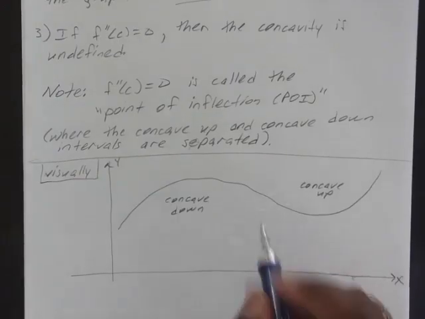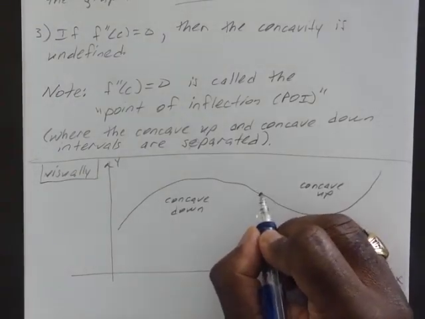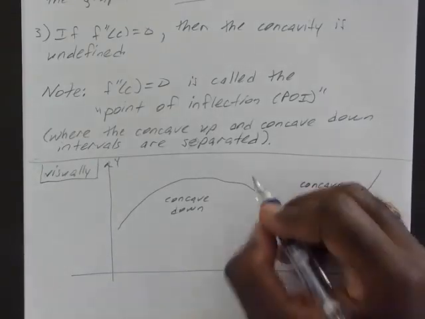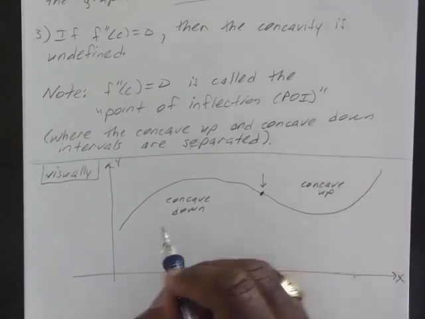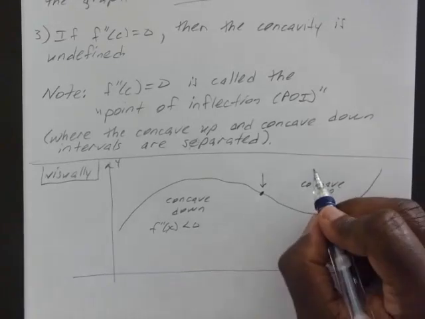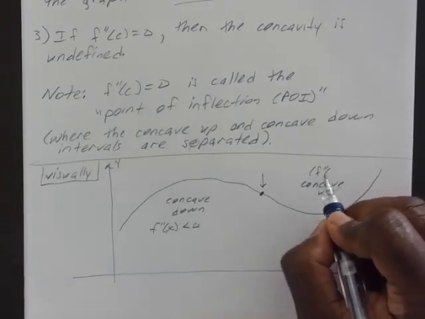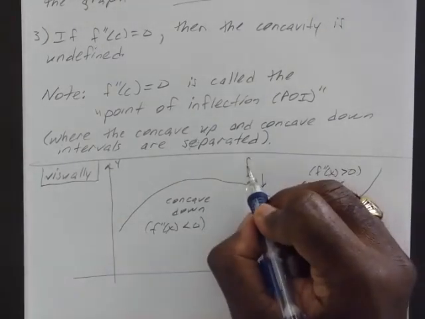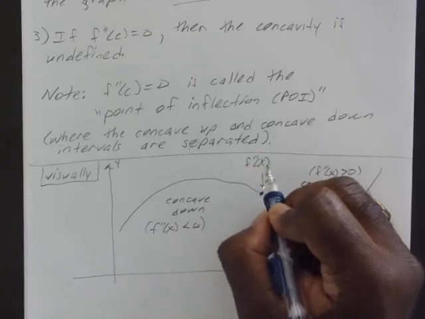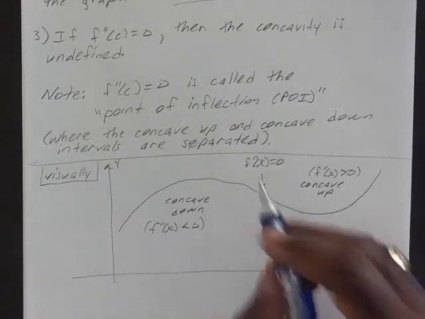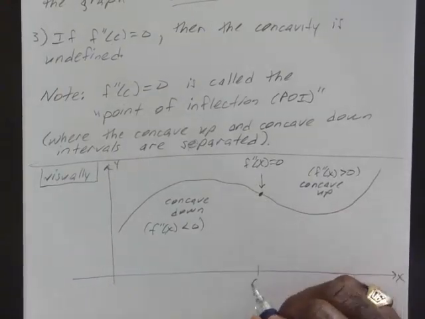Okay. Now, somewhere in between those is some point C. And we know for concave down, of course, your second derivative is less than 0. For concave up, your second derivative is greater than 0. But at this one, your second derivative is equal to 0, and that's your point of inflection. Let's say it's some value C.